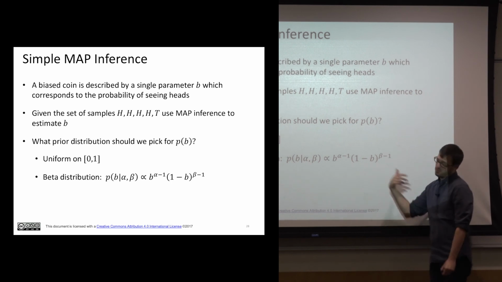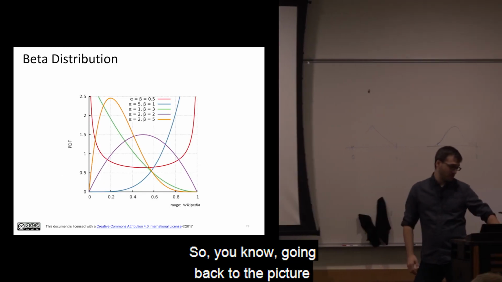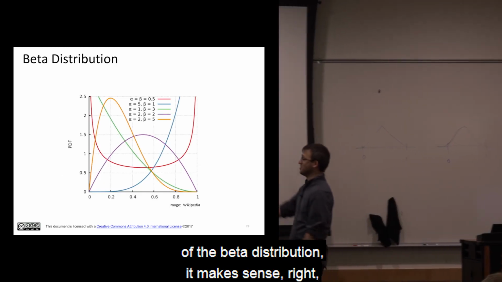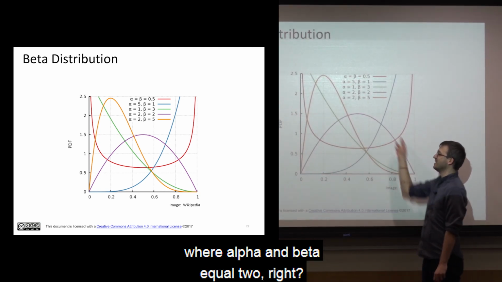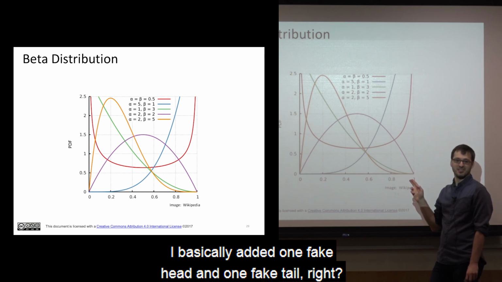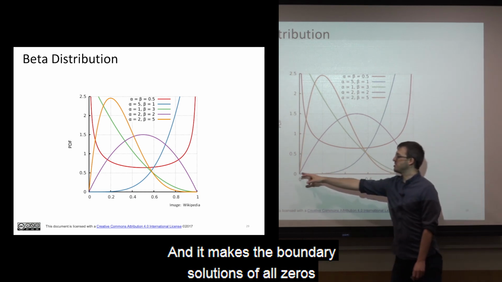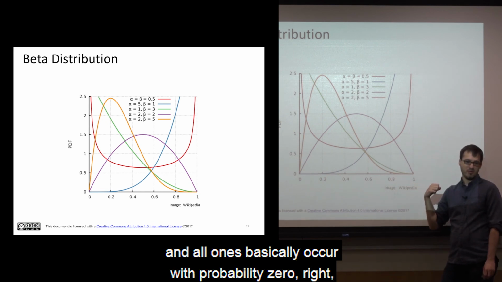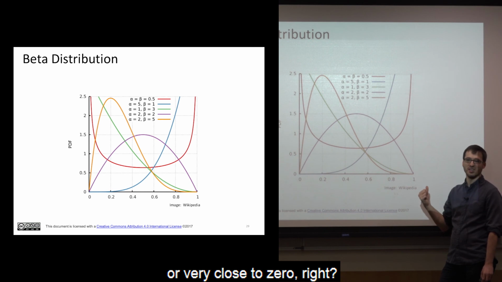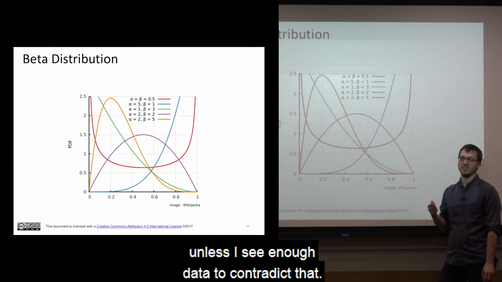So it makes sense. Going back to the picture of the beta distribution, this purple one is the symmetric one where alpha and beta equal 2. I basically added 1 fake head and 1 fake tail. And it makes the boundary solutions of all zeros and all ones occur with probability 0, or very close to 0. I think they're very unlikely, unless I see enough data to contradict that.